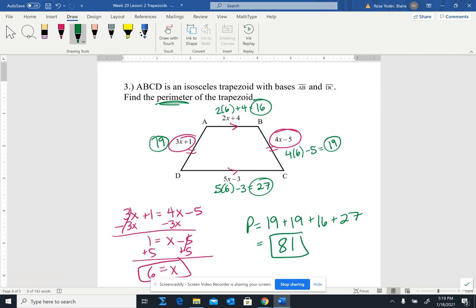Notice that I didn't use 360. These are not angle measures. When I talk about a perimeter, I'm saying add up all the sides. Notice I didn't say 81 degrees. We had side lengths. We added them up. It gives us the distance around the shape.